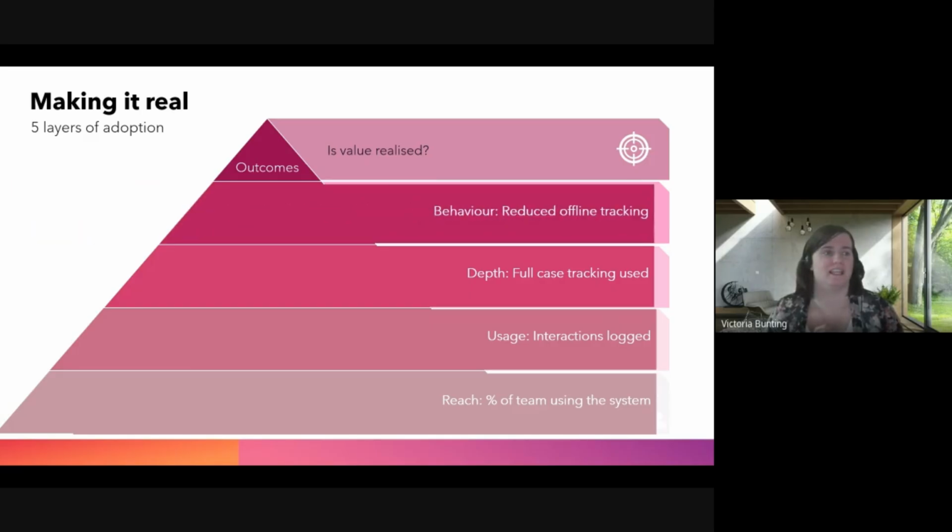Next is the behavioural change. So has the old way actually stopped? Like, they are not using that old way anymore. And this is where adoption genuinely starts and where dashboards rarely go.